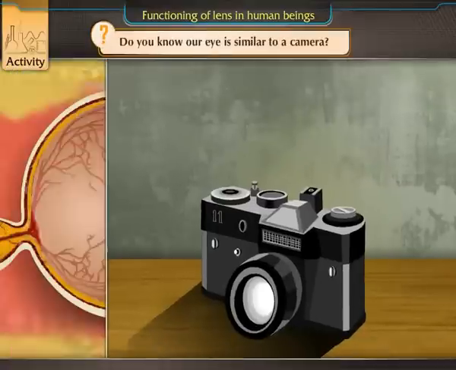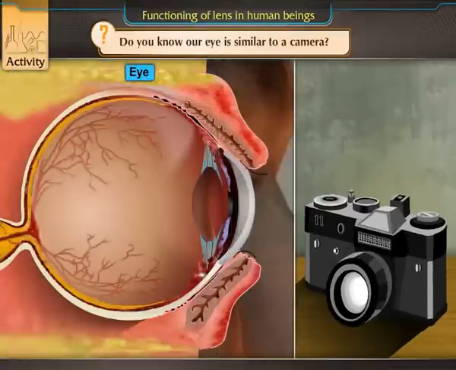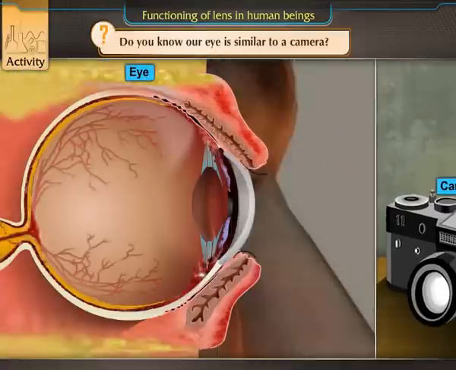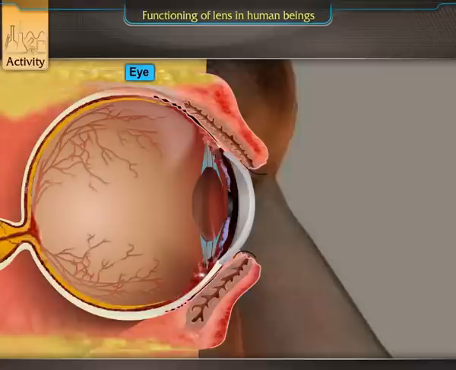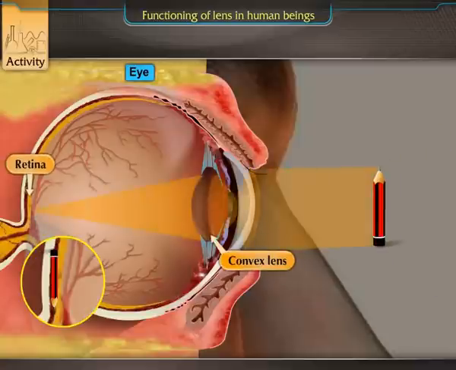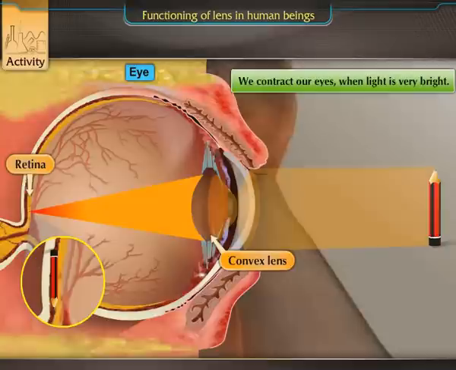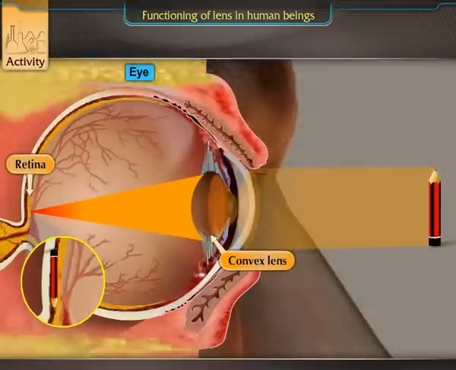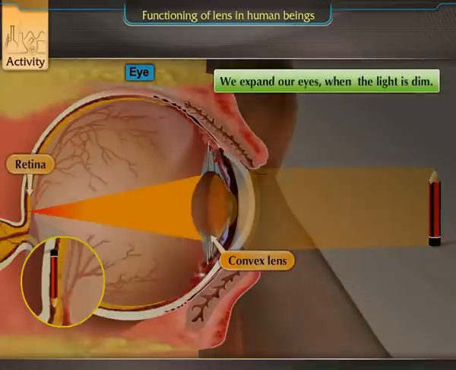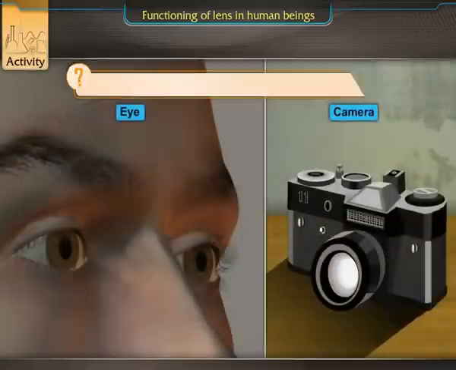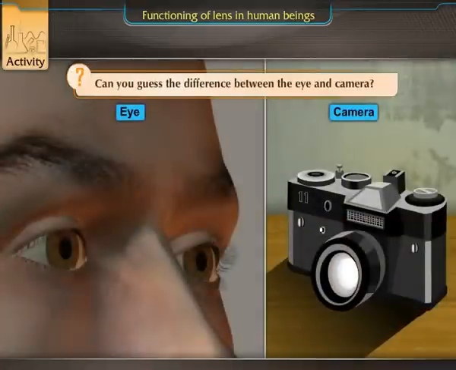Do you know our eye is similar to a camera? Our eye also has a convex lens which produces an image on the retina. We can also focus near and far objects. When it is bright light, we narrow our eyes to reduce the light, and when it is dark, we spread our eyes. But there are some differences also.